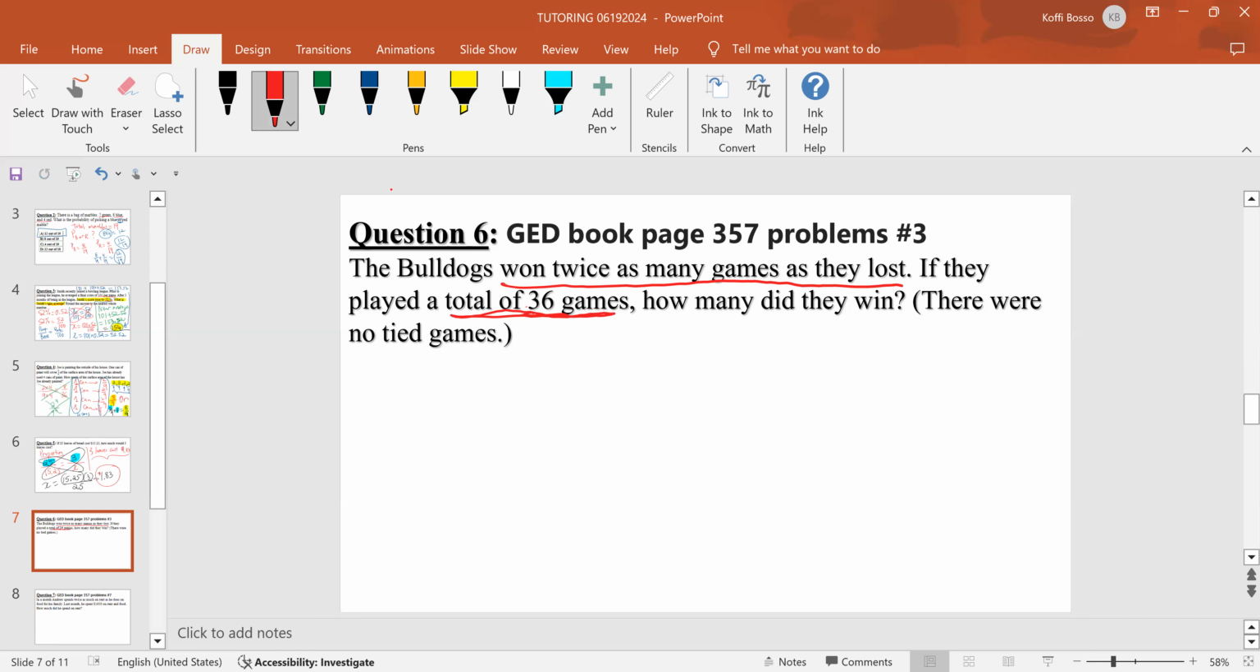We know the total games played, that's 36. And they said that the Bulldogs won twice as many games as they lost. Twice means 2 times.